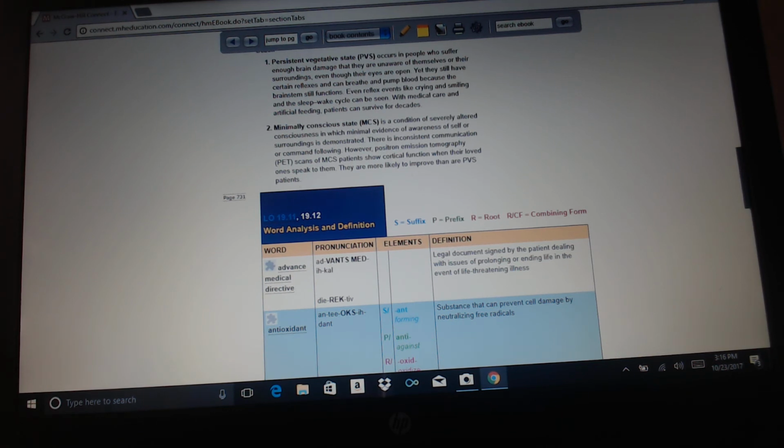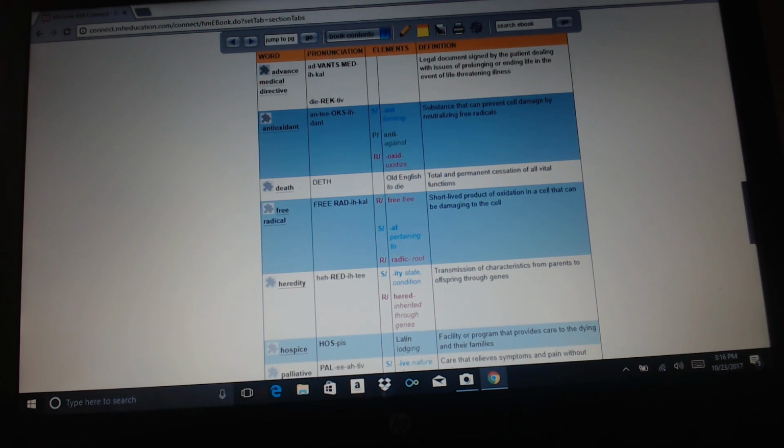Minimally conscious state is a condition of severely altered consciousness in which minimal evidence of awareness of self or surroundings is demonstrated. There is inconsistent communication or command following. However, positron emission tomography scans of MCS patients show cortical function when their loved ones speak to them. They are more likely to improve than PVS patients. Advance medical directive is a legal document signed by the patient dealing with issues of prolonging or ending life in the event of life-threatening illness.